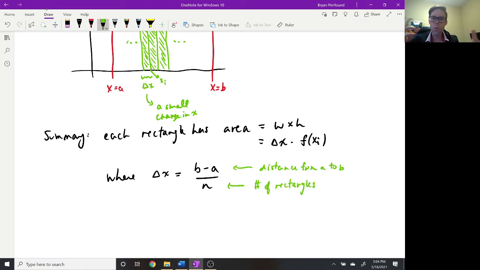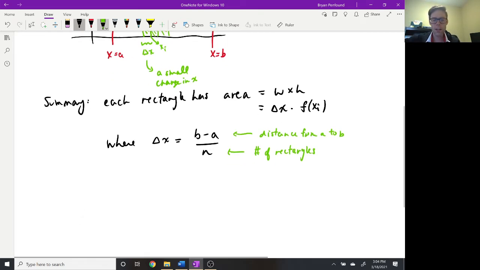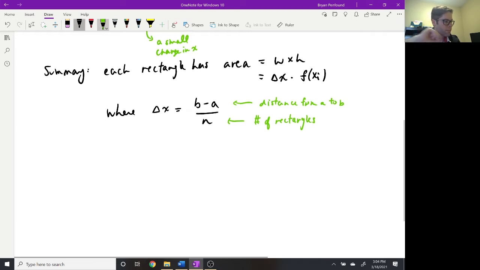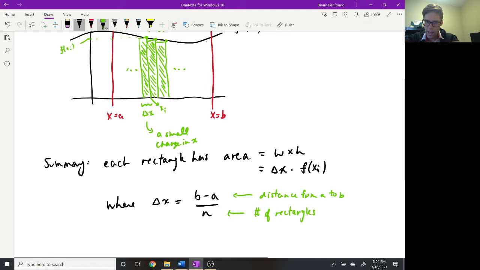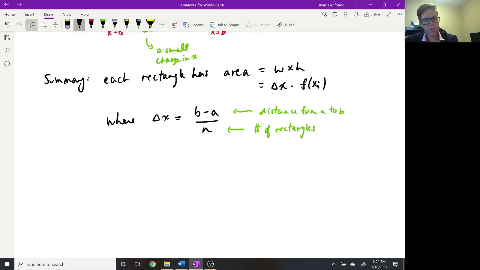So in other words, the width is dependent on our choice of endpoints, and it's also dependent on how many rectangles we would like to put into this particular interval. But that's a general summary. We have area as delta x times f at xi star, with the width given by the following formula. And so what we could do is essentially express the area roughly as the sum of these rectangles.